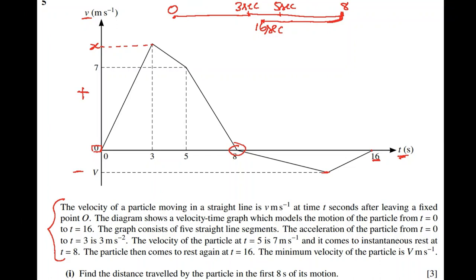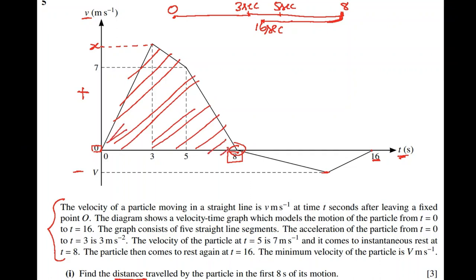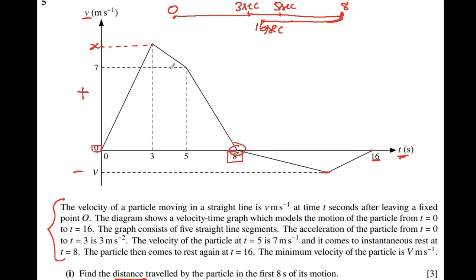Let's see what question they're asking. Find the distance traveled, distance, not displacement, by a particle in the first 8 seconds. So they're asking how much distance has been traveled in the first 8 seconds. Whenever you have a VT graph, just find the area under the curve, and you'll get distance. Since it is in one direction, there's no need to write displacement, it is distance. So we can find the area by finding the area of this triangle plus this trapezium plus this triangle.